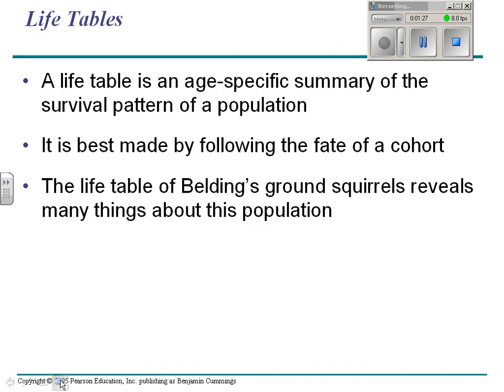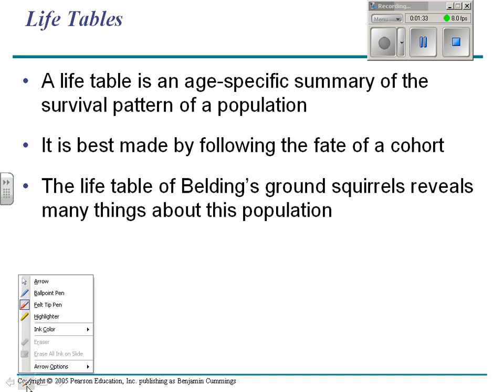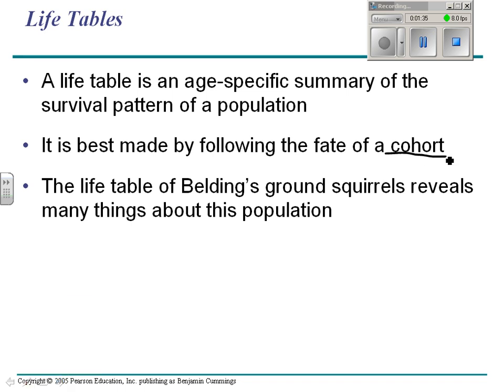A life table is a way to show what happens to a population. A term you should know, maybe not for this year, but for the future, is cohort. A cohort would be a birth year, a group of anything that you follow. All the fifth graders, for example, would be a cohort. And in education, we follow a cohort.